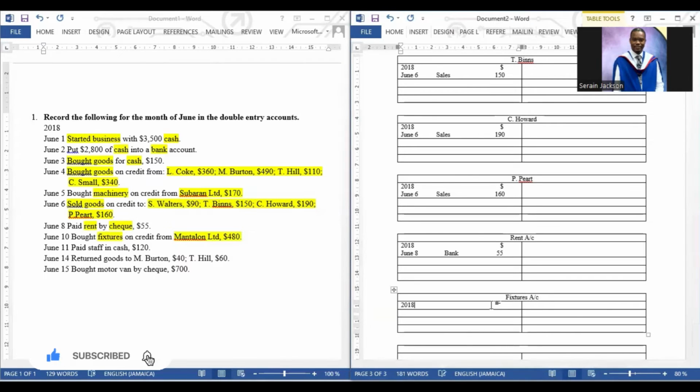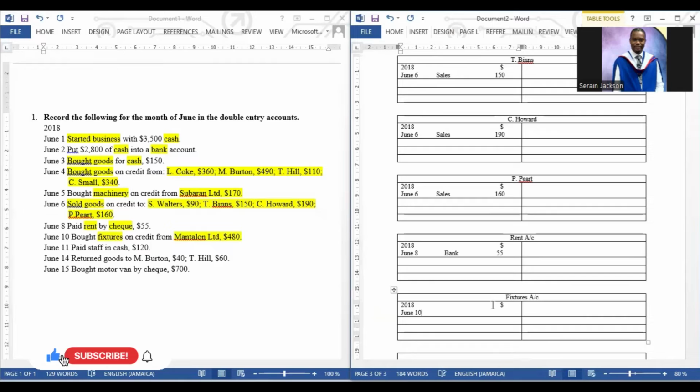Whatever you're buying must be debited. Always remember that. So it is June 10, and you're buying from who? Matalan Limited, and the amount is $480.